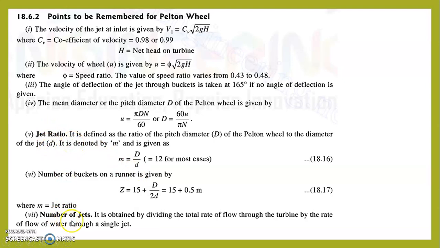Okay. The last one is the number of jets, which is obtained by dividing the total discharge, capital Q, by the discharge through one jet. Okay, in some Pelton wheels we will be using a larger number of jets for obtaining high speed. So in that case we will be using more than one jet. That is given by dividing capital Q, total discharge, by discharge through one jet.